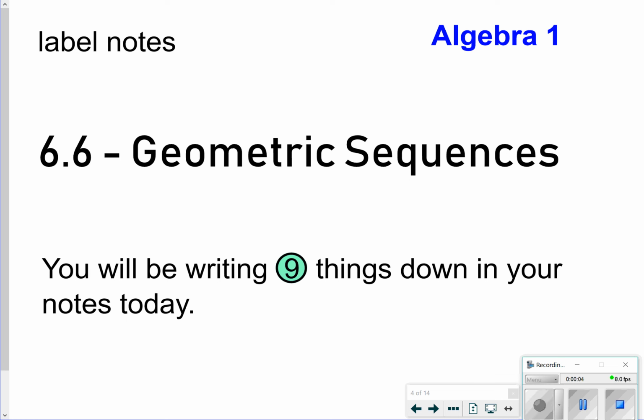Today we're going to be looking at 6.6 geometric sequences. This is kind of like when we talked about arithmetic sequences back in chapter 3 or 4, but this time we're talking about geometric, so more of an exponential relationship. We're going to be looking at 9 things. Let's go and get started.